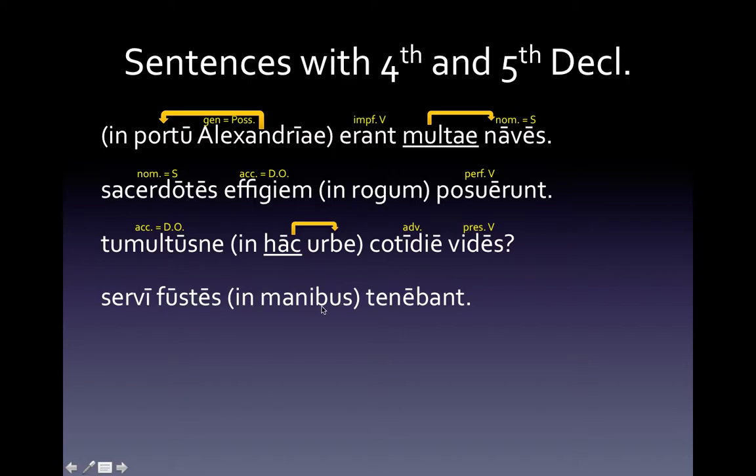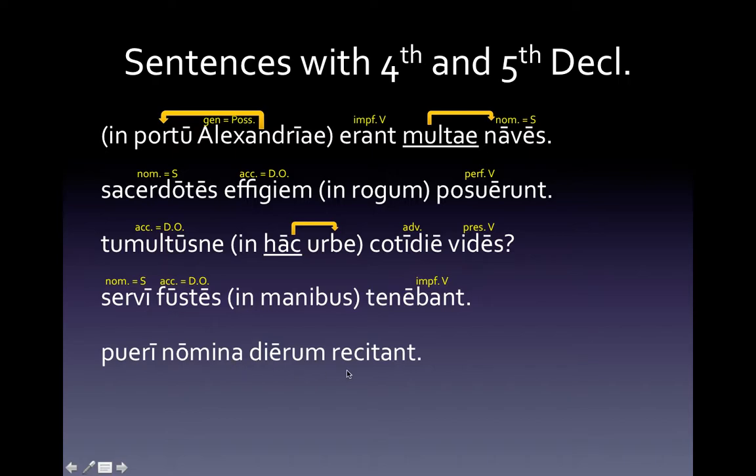In manibus is a prep phrase. It's in plus the ablative. Ibus is our ablative plural ending. And we've got our imperfect verb. So the slaves were holding clubs in their hands.